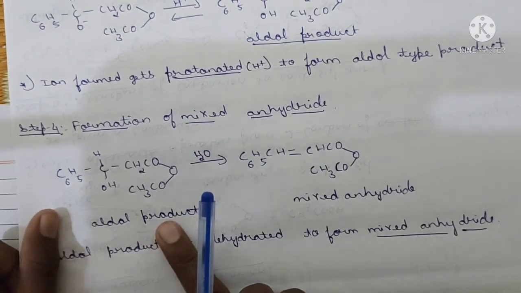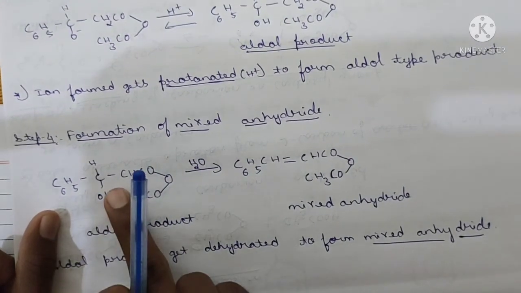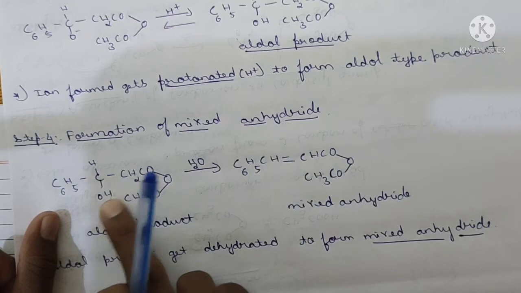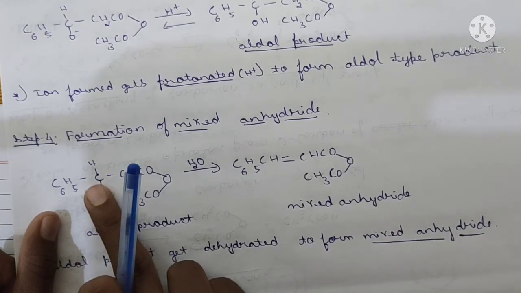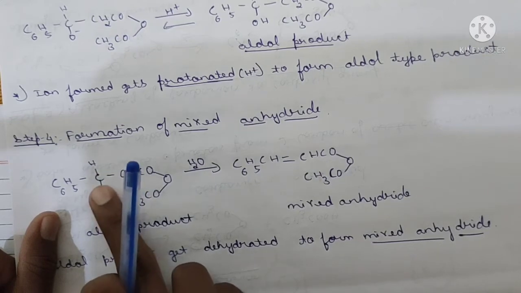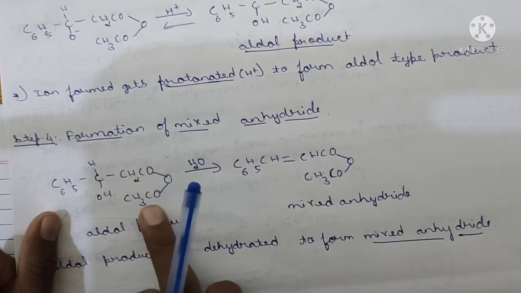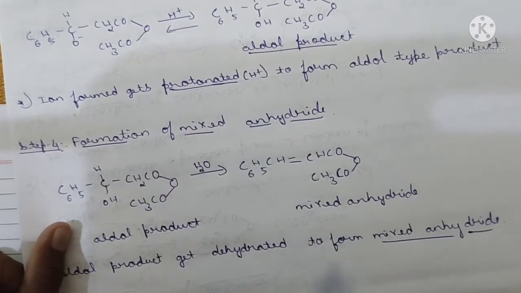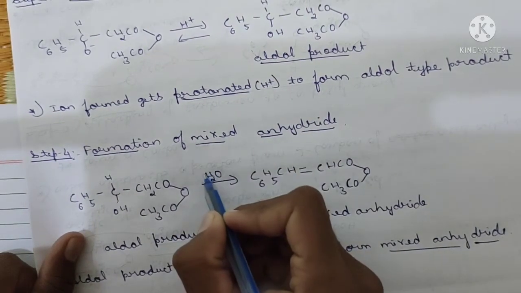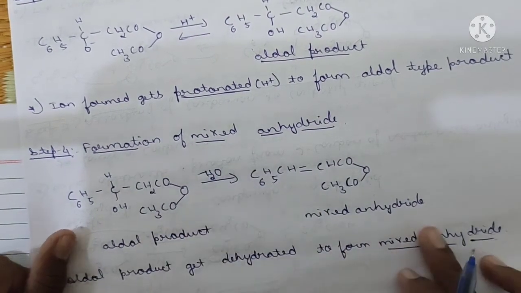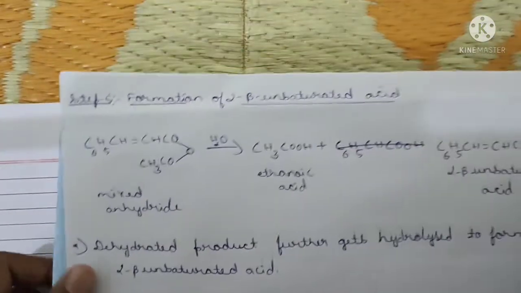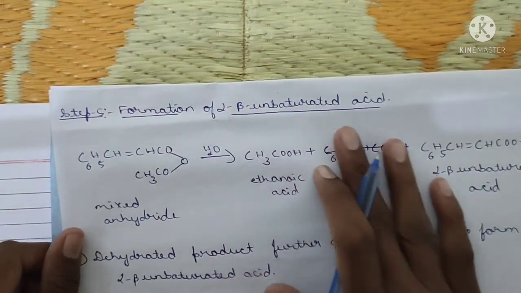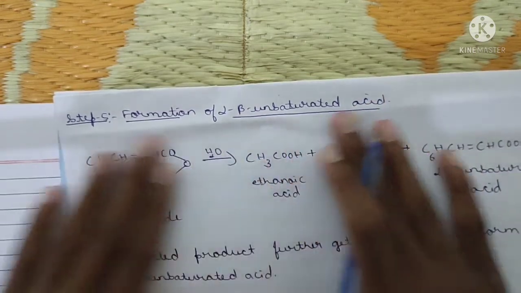Here, see, this is the aldol product. The OH is removed, very simple. C6H5CH, and if OH is removed, the bond will shift here, with CH2CO, CH3CO. Yes, very good. By removal of the water molecule, they form the mixed anhydride. And the last step, step 5, is the formation of the alpha beta unsaturated acid. This is our final product.